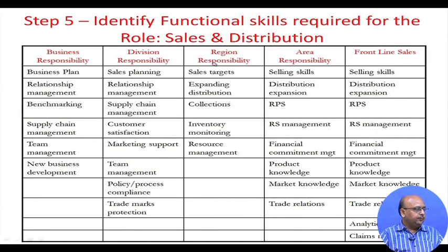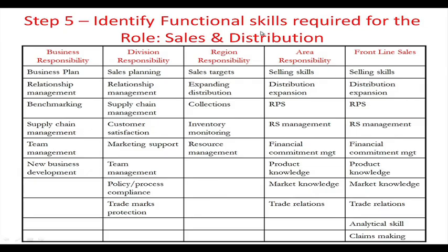Look at this. This is related to sales and distribution. So, this is the business responsibility, this is the divisional responsibility, this is the regional responsibility, the area responsibility, that is the frontline sales. Now, if you look at this, these are 4 different jobs at different levels. He could be a manager responsible for the business. He could be a divisional manager, a regional manager, an area representative, or a frontline sales representative. So, if you look at different kinds of jobs, the functional skills required at different levels would be different.